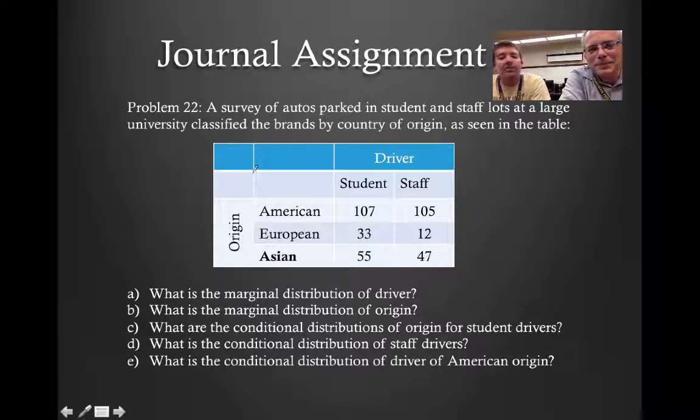Okay. So here we have our two-way table. We're going to ask you to find the marginal distribution of both drivers and then of origin. And then come back and find the conditional distributions of origin for student drivers, and then for staff drivers, and then for a driver of American origin. So we're not going to have to do both American and European. We just gave you one.